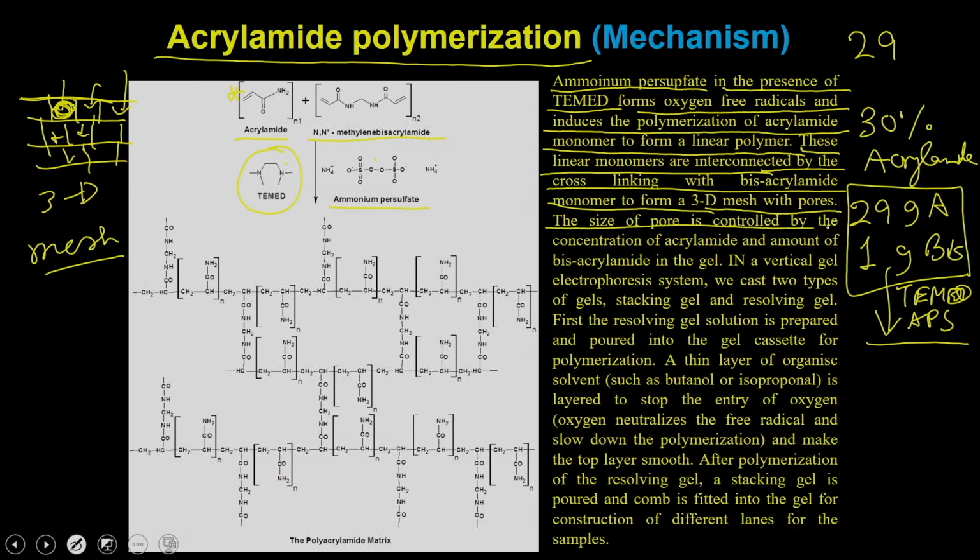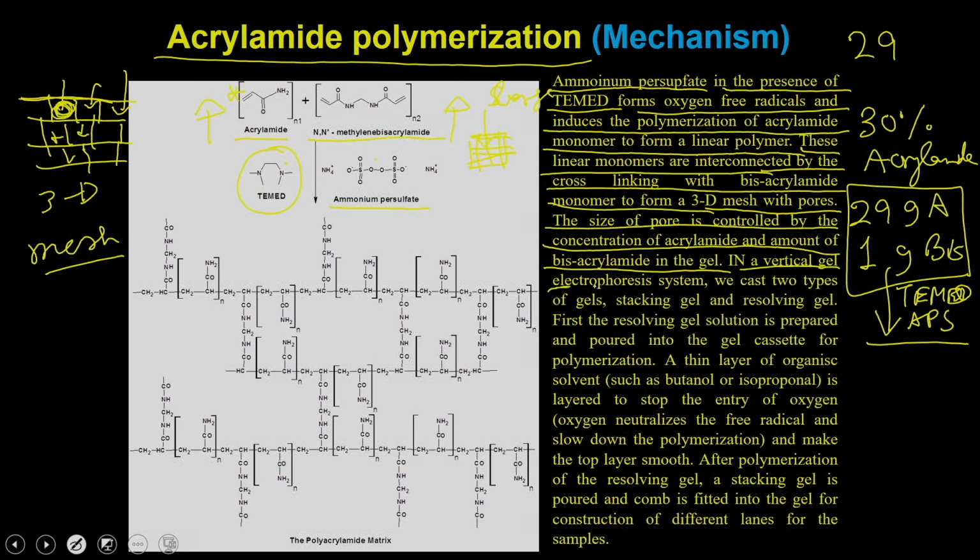The size of the pore is controlled by the concentration of the acrylamide and the amount of bisacrylamide, which means if you increase the bisacrylamide concentration or the acrylamide concentration, you are going to decrease the pore size, because you keep putting in more and more fiber, and as a result the pore size becomes smaller and smaller. This means you cannot use a very highly cross linked gel with a large protein, because the large protein will not be able to enter these pores, and as a result it will be excluded from the gel.